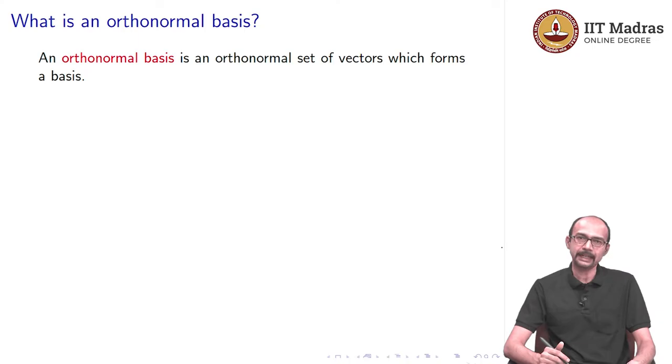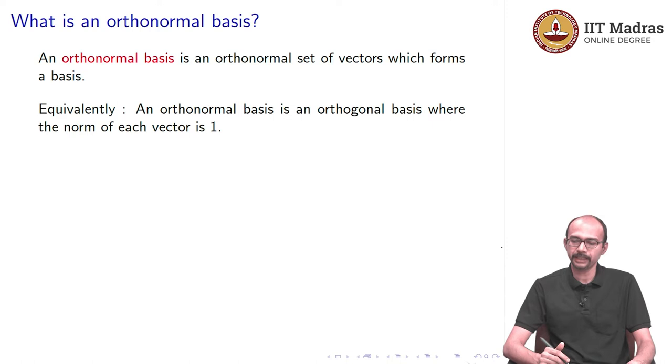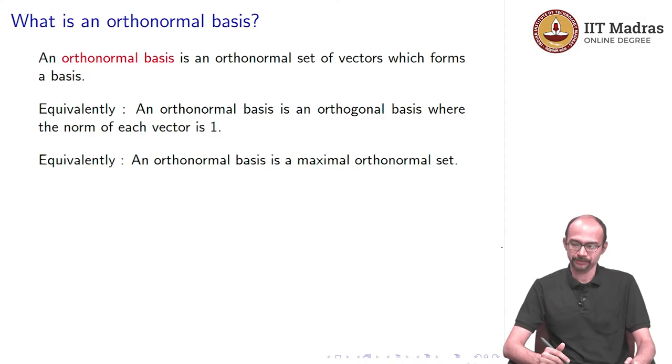Equivalently, an orthonormal basis is an orthogonal basis where the norm of each vector is 1. Because an orthonormal set is nothing but an orthogonal set where each vector has norm 1, an orthonormal basis in particular is an orthogonal basis where each vector has norm 1.